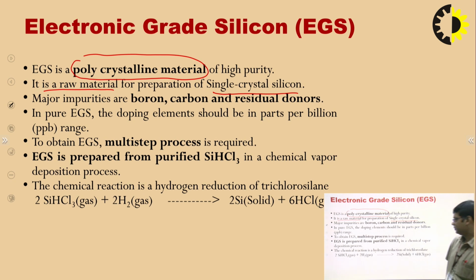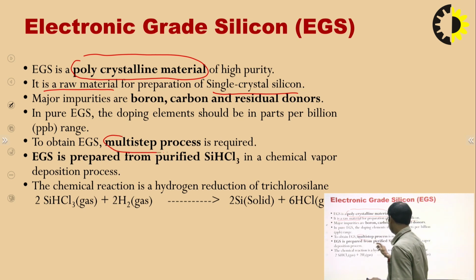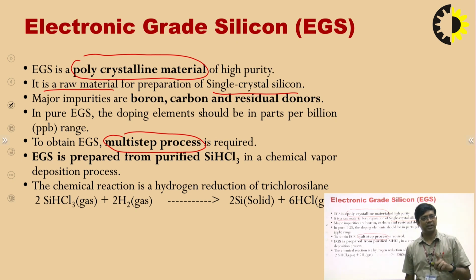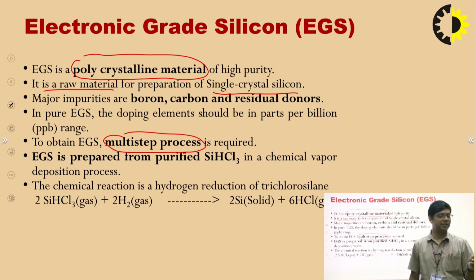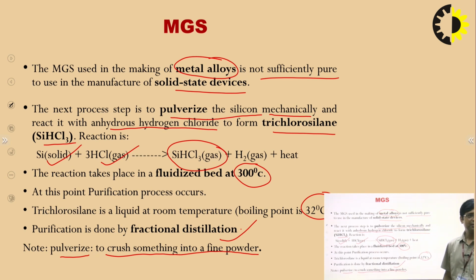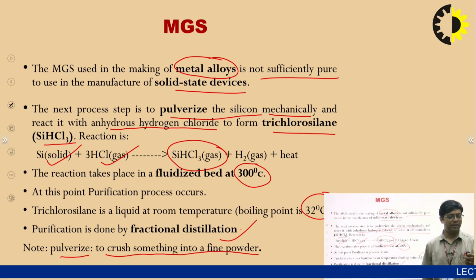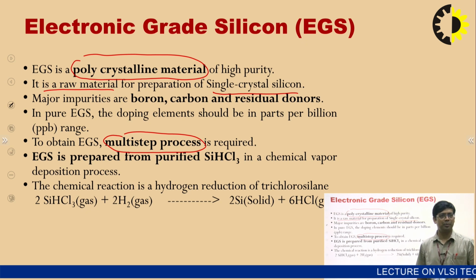Now, as we know, EGS is a multi-step process. In the first step, what we have done, we have obtained the trichlorosilane gas from the MGS. Here we can see, first we pulverize the solid silicon into powder form, and then reacting it with the HCl gas, we got the trichlorosilane. Now this trichlorosilane is further required to be processed.